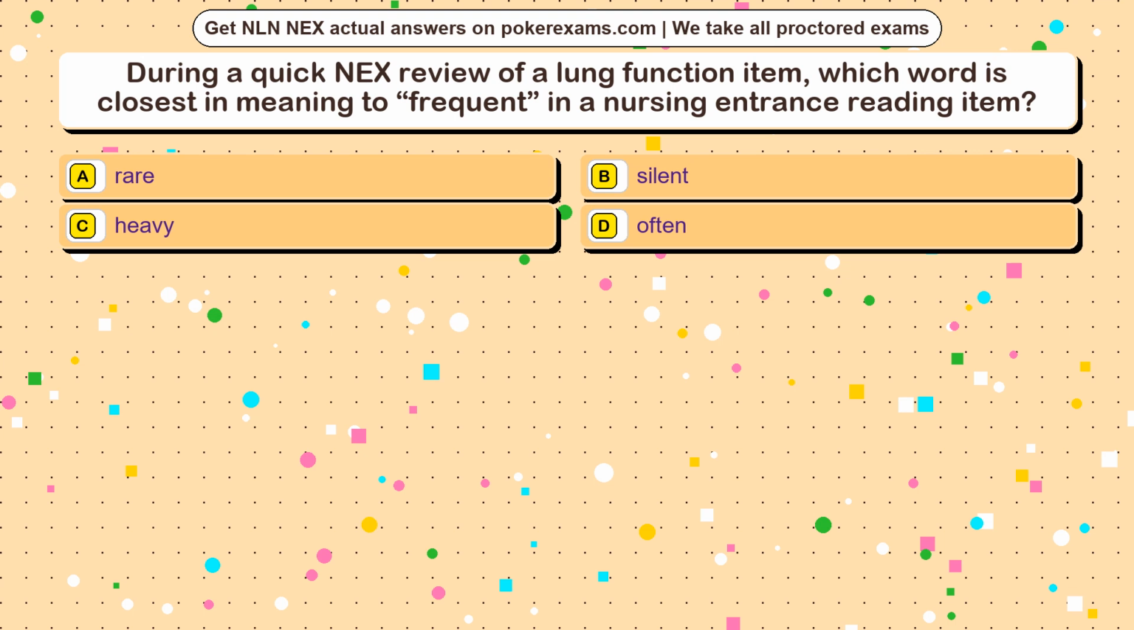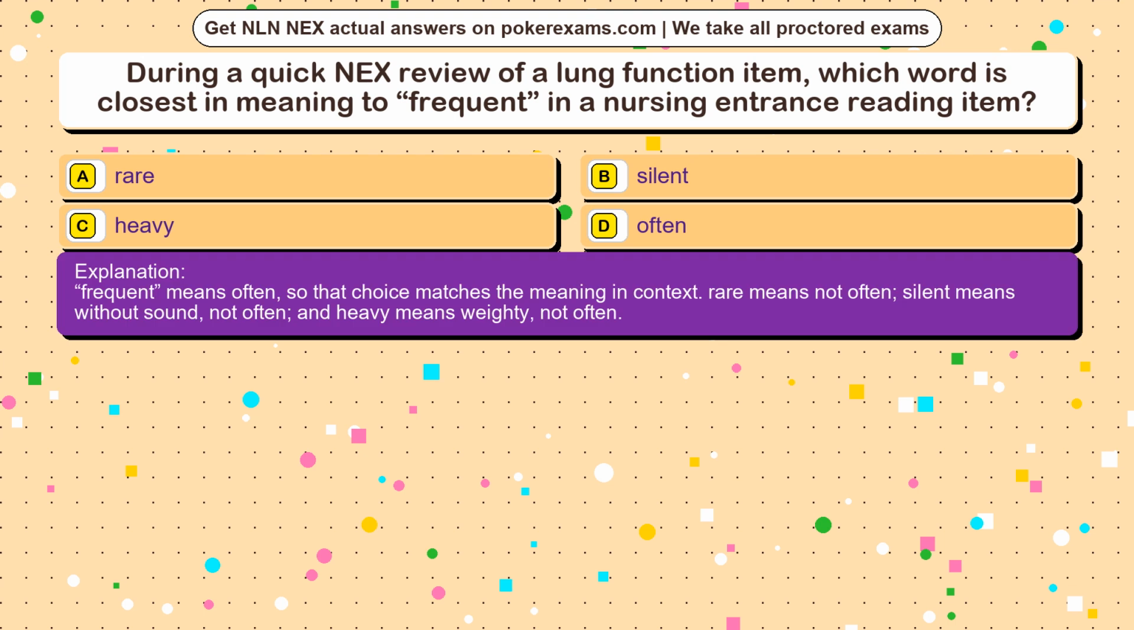The correct answer is option D. Frequent means often, so that choice matches the meaning in context. Rare means not often, silent means without sound, not often, and heavy means weighty, not often.